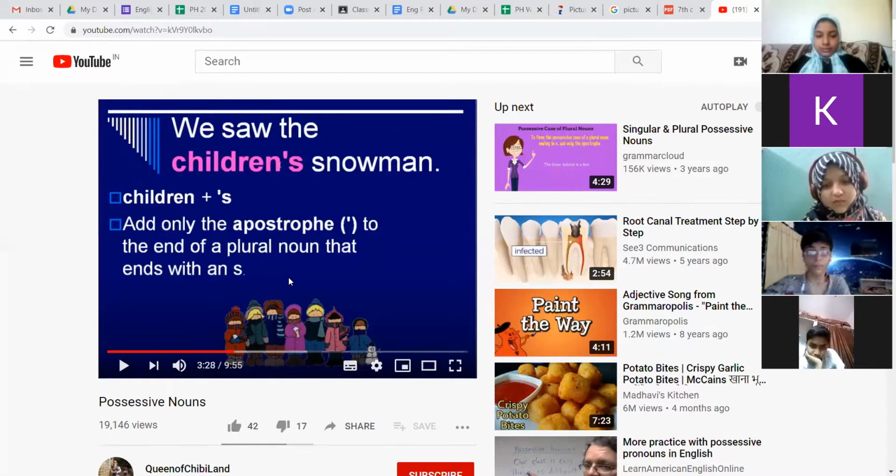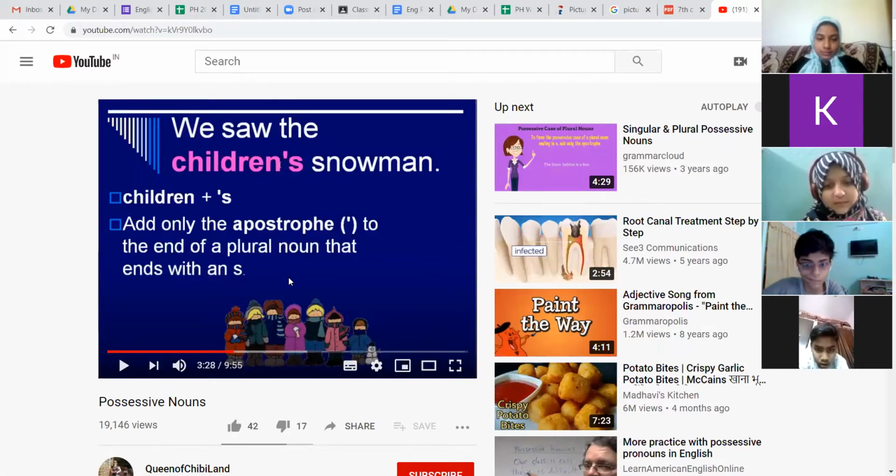Now I cannot say we saw the children's snowman. The sentence is looking very incorrect. The sentence is not sounding correct. So how would I put the sentence? We saw the children's snowman. Sometimes, very rarely, we might have to add an apostrophe S to a plural word.